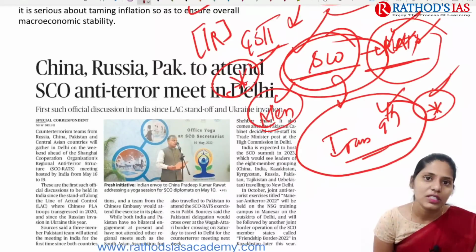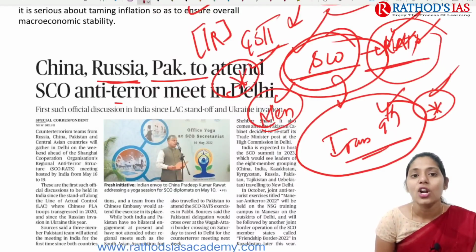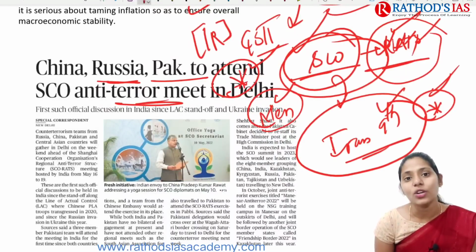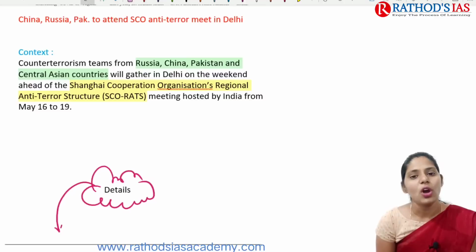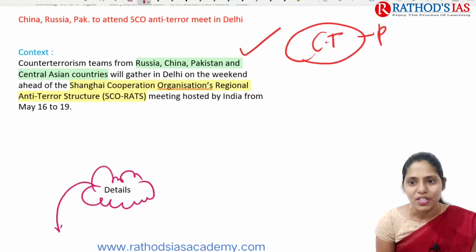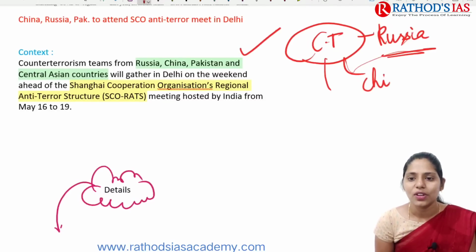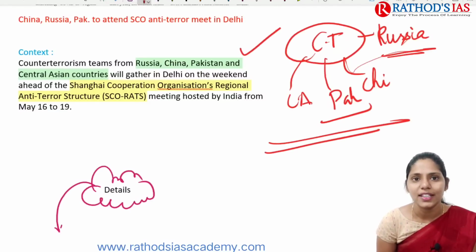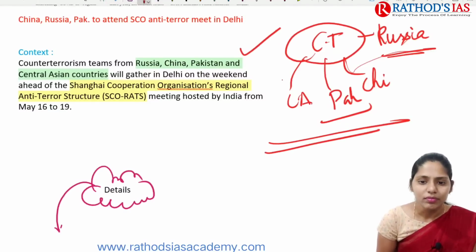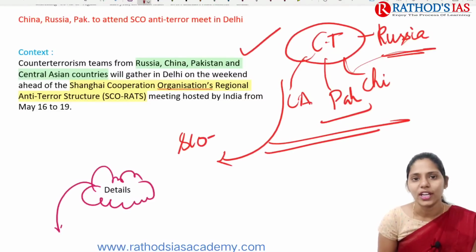So now let's try to see the title. It mainly says that China, Russia, Pakistan to attend this SCO, Shanghai Cooperation Organization, anti-terror meet in Delhi. This topic is very important from your prelims point of view, so don't forget about this. If you're talking about context, it mainly says that counter-terrorism teams of Russia, China as well as Pakistan and some Central Asian countries are going to gather in Delhi this weekend, and they are going to attend this Shanghai Cooperation Organization Regional Anti-Terror Structure meeting.